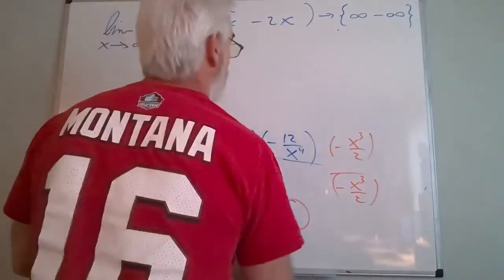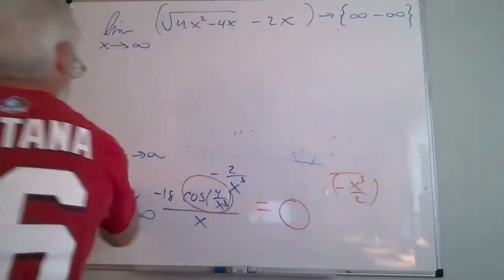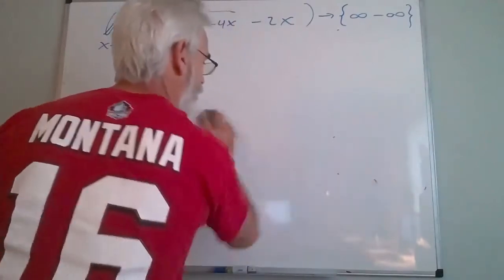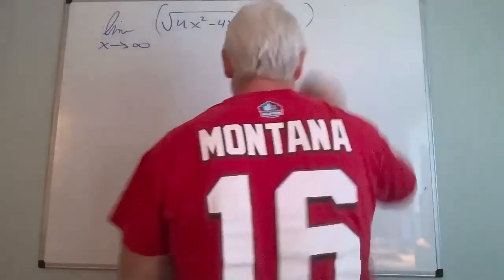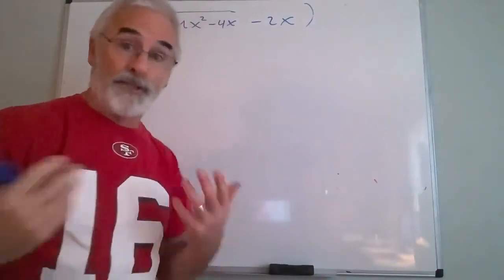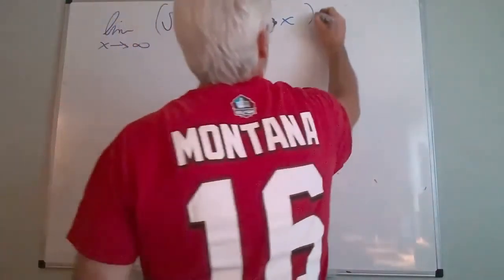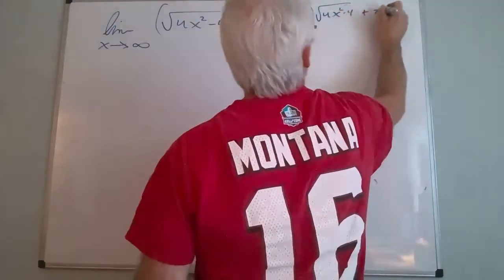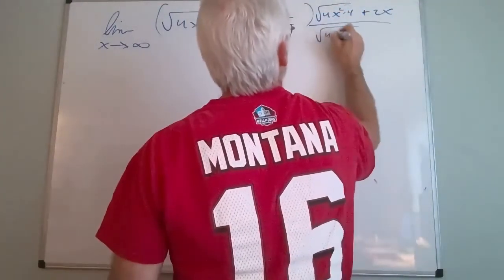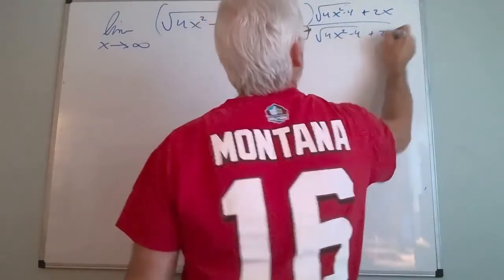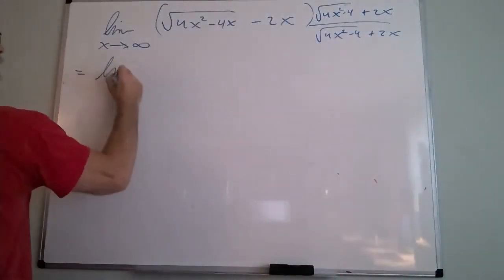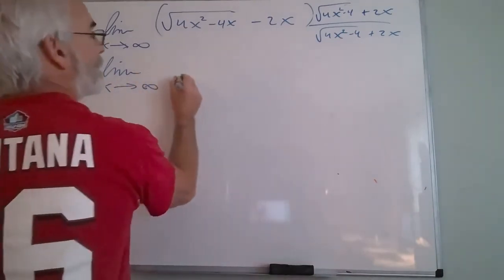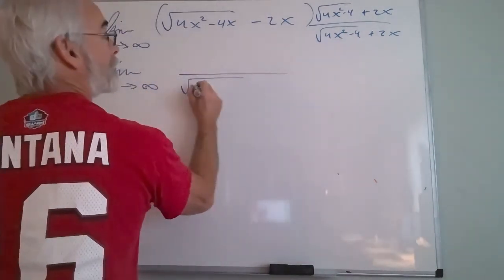Now, what we did last day, if you remember, is we multiplied numerator and denominator by the conjugate of what's right there. And part of the reason we did that was actually to create a quotient. So if I multiply by the square root of 4x squared minus 4x plus 2x over the square root of 4x squared minus 4x plus 2x. Now, what we did last day is we did all the algebra first and then we wrote the limit, but this is okay. So my denominator is going to be this.